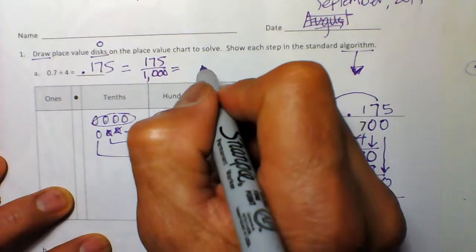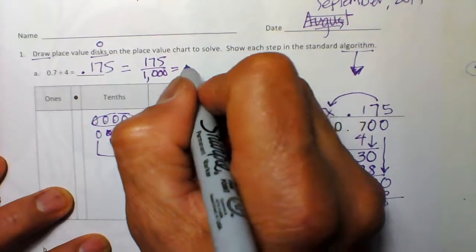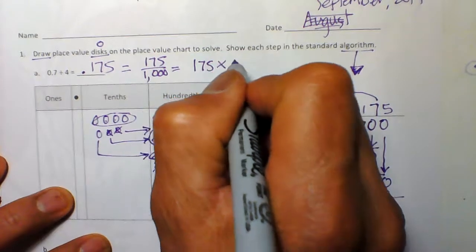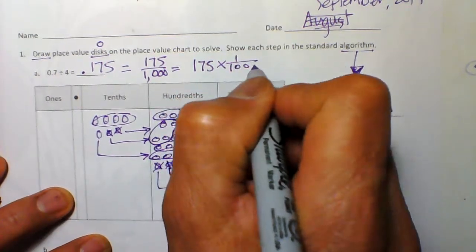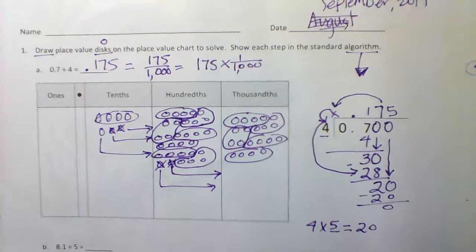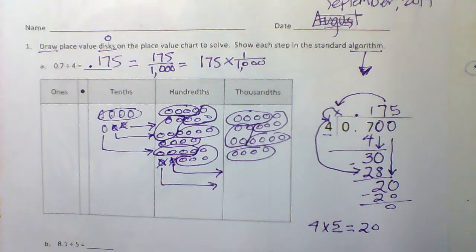Or you can write it in word form. Or in expanded form, you can write this as 175 times 1 over 1,000th. Okay, so these are different ways to write it down. It's just a review. Okay, watch the video again if you need to.